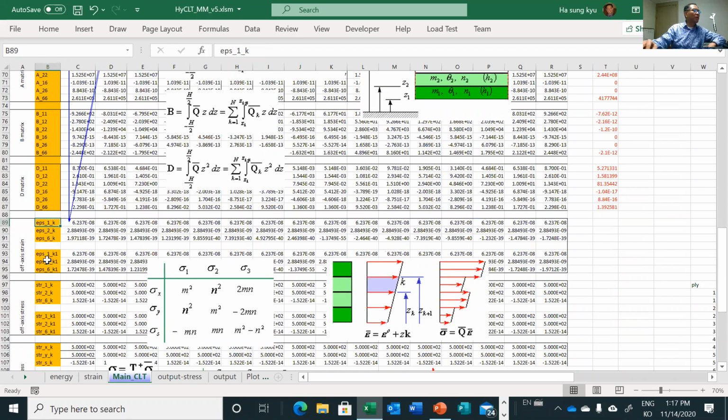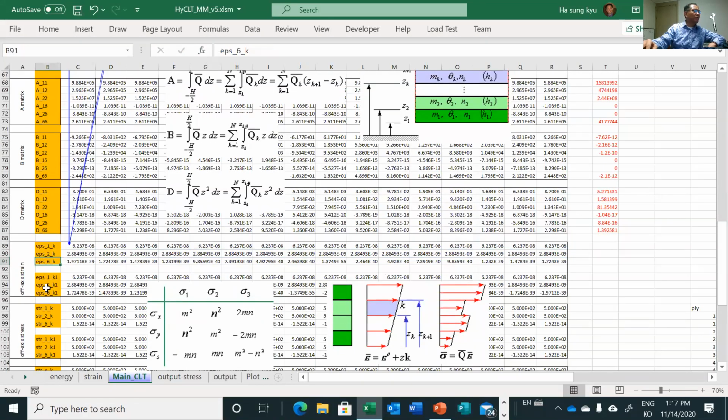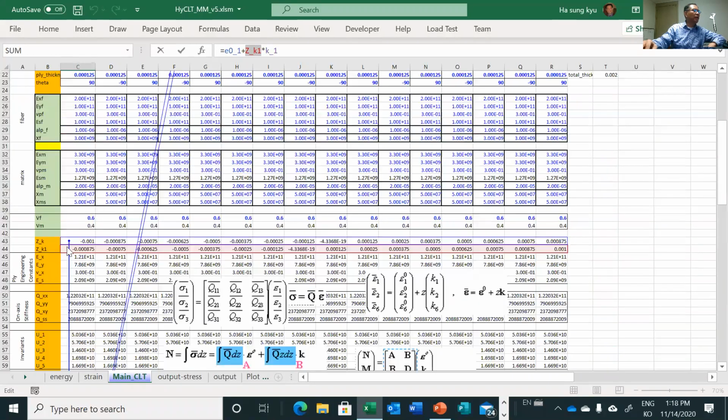This epsilon 1k for each ply is automatically calculated from the bottom ply to the top ply. And same for epsilon 2, epsilon 02 and epsilon k2. And Zk is the same, okay? So for epsilon, the k1 is the top surface of that ply. It is the same thing, but it will be the Zk1, which indicates the position of the top surface of this ply, right?